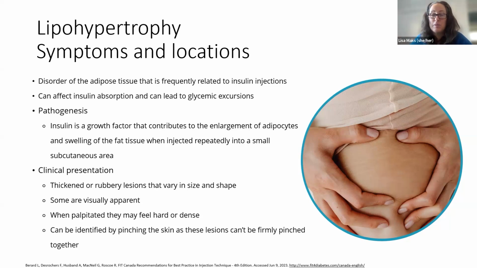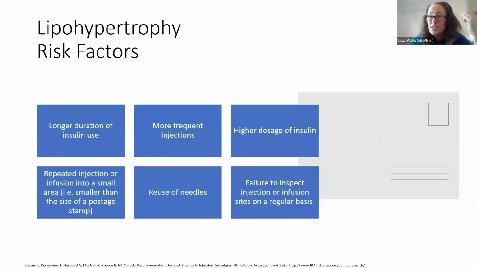So really making sure that people, when they move from lipohypertrophy, they may have kept increasing their dose, or we may have increased their dose in response to the lack of glucose control, and that we do need to make sure that we think about reducing that dose when they go into healthy tissue. So what are the risk factors?